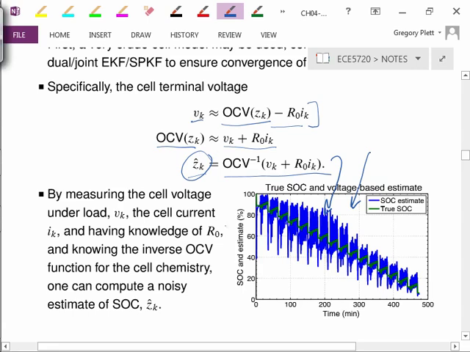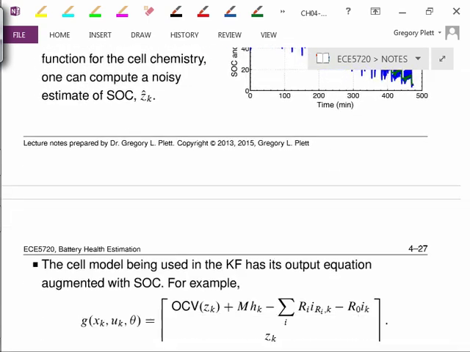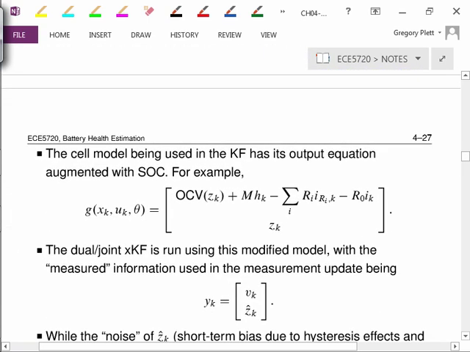So suppose I know R0 somehow. Maybe I can use my simple R0 estimator that we saw before. That should work fairly well to get a decent estimate of R0. And suppose we know the inverse OCV function, which we should know for our cell, and it doesn't change very much as the cell ages. Then we can definitely compute this. Just a table lookup.